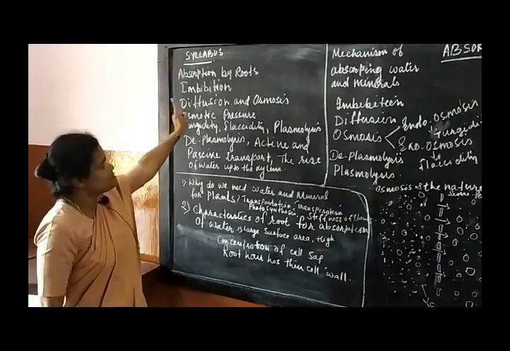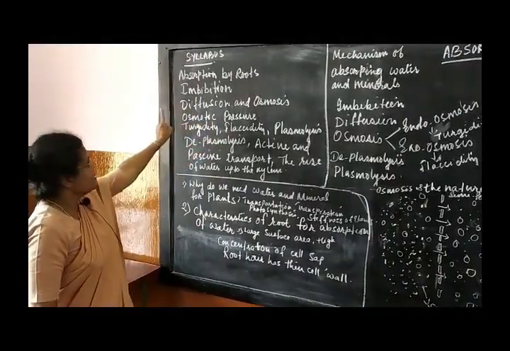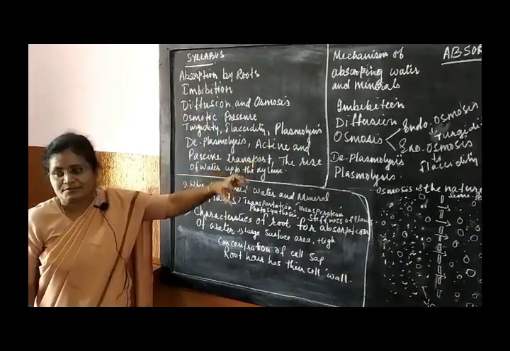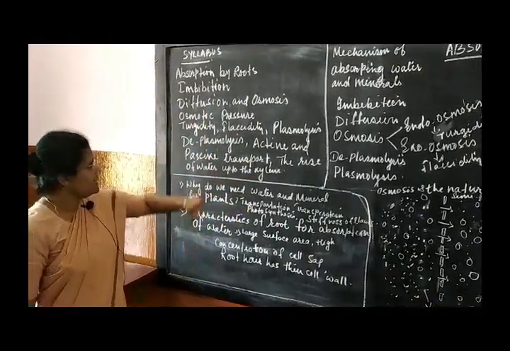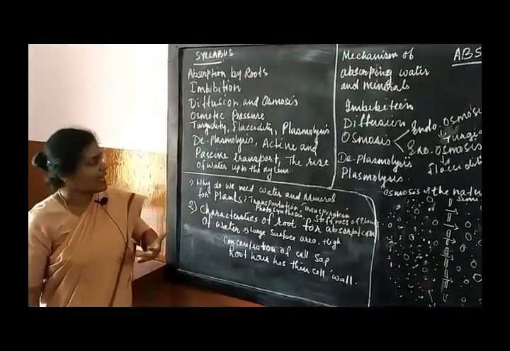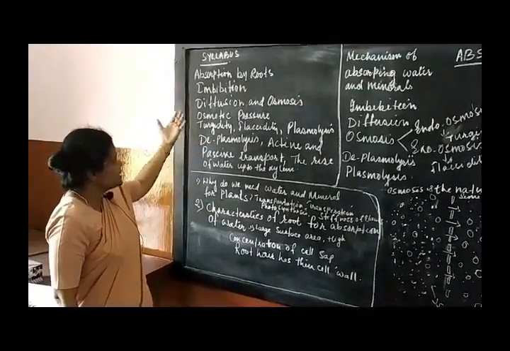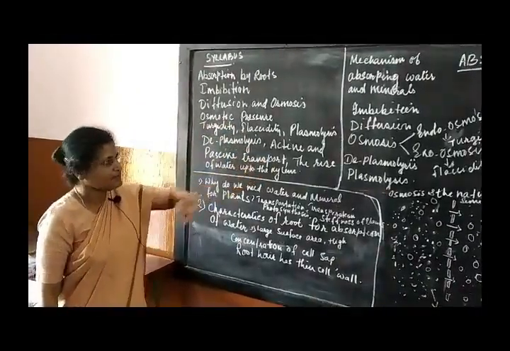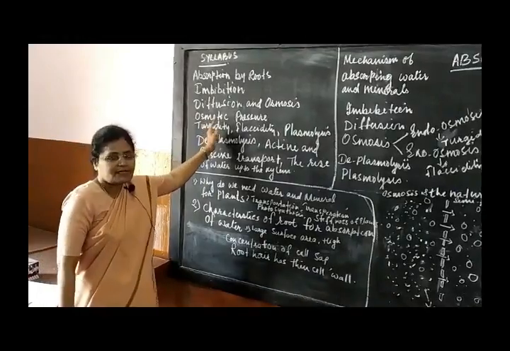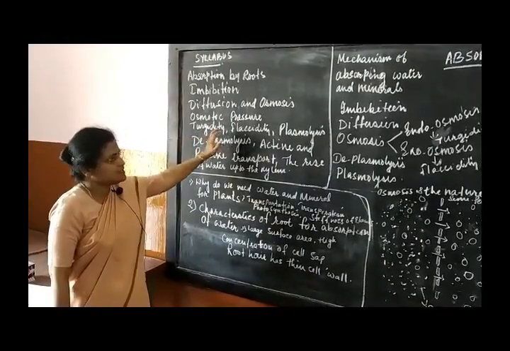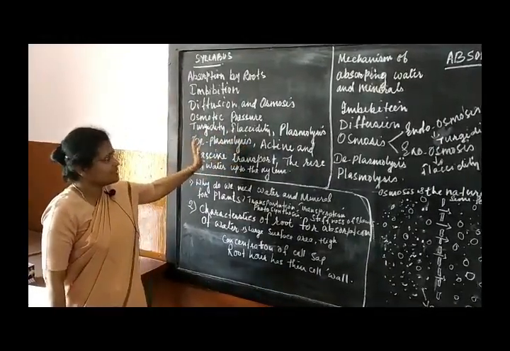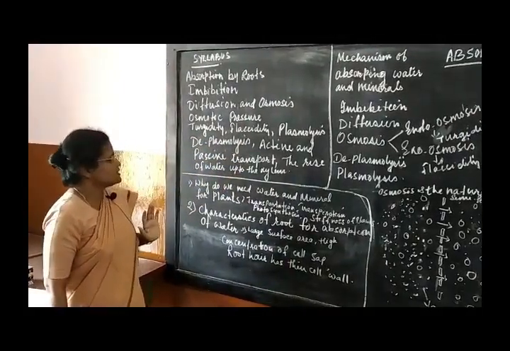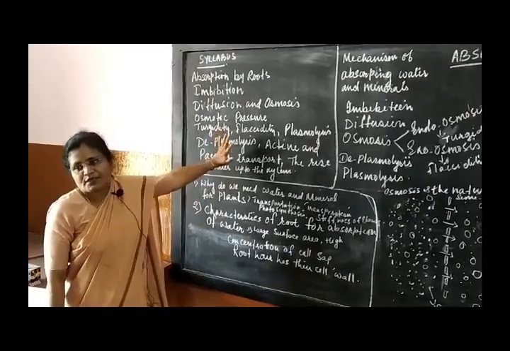First, absorption by roots. Second, imbibition. We will be learning how the root absorbs water and mineral. Then we will also learn the different mechanisms: imbibition, diffusion and osmosis. There are many other subtopics, and we will deal with those. Then we will also learn about osmotic pressure, turgidity, flaccidity, plasmolysis, deplasmolysis, active transport, passive transport, and the rise of water up to the xylem. This is what is in the syllabus.